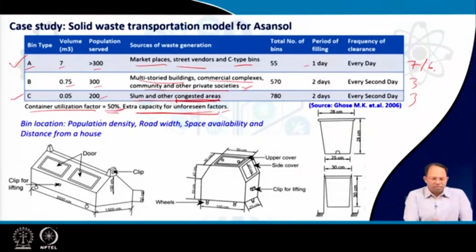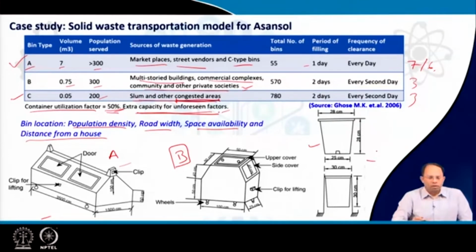There are 3 kinds of containers as we have discussed: container type A, which is the large container; container type B, which is like those 4-wheeled containers that we have discussed earlier. These are kept for larger generators; and this is container type C, which is kept locally in residential areas. Bin locations are based on population density, road width, space availability, and distance from a house. So wherever roads are wide, the larger bins are provided. Where roads are smaller, smaller bins are provided. So this is more or less the system this particular study is proposing.